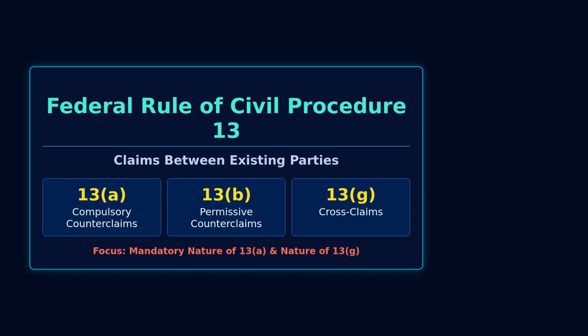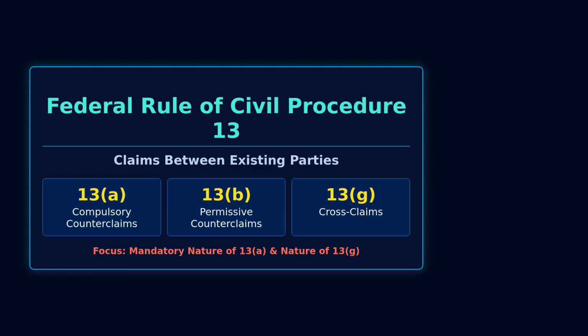We now shift our focus from joining parties to joining claims between existing parties, governed primarily by Federal Rule of Civil Procedure 13. While the preceding rules dealt with bringing new parties into the lawsuit, Rule 13 addresses claims asserted by a party already defending against an opponent. Specifically, it governs counterclaims and cross-claims.